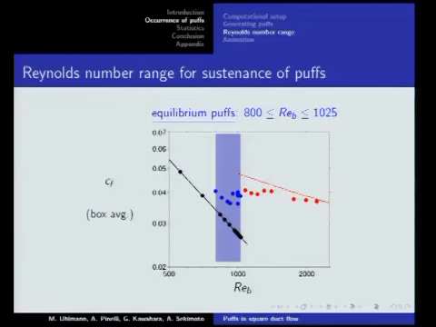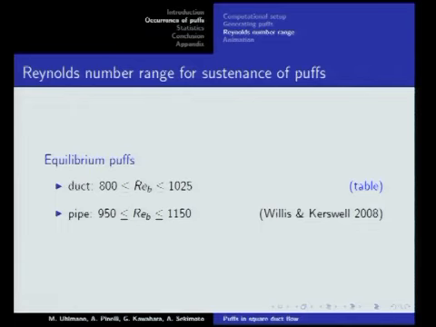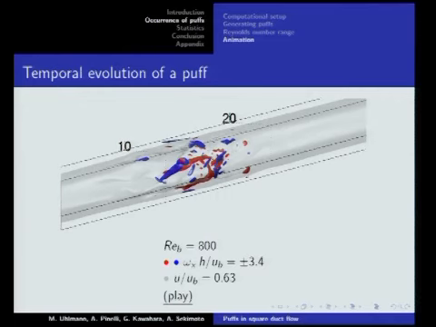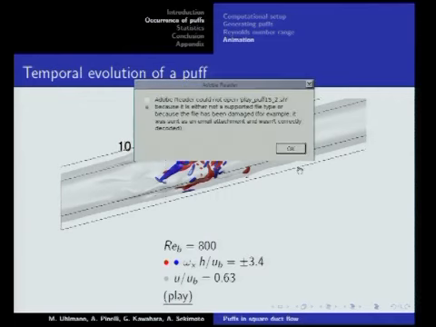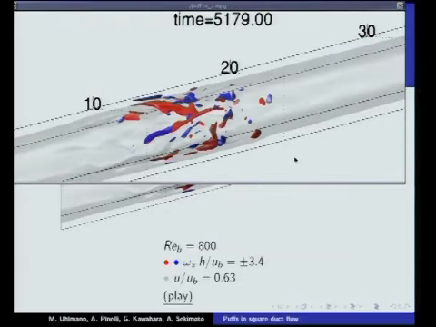So the range for sustaining puffs is between 800 and 1025. Below 800, the puffs will decay to laminar flow. Above 1025, the puffs will still appear and will be sustained, but they will spread. So in our computation, they will end up filling the whole domain. In an experiment, they would just spread while being convected downstream. So to compare with pipe flow, here we compare with pipe where the Reynolds number is then based on the radius instead of the diameter. So we get a comparable regime, although we cannot expect that it would be exactly the same.